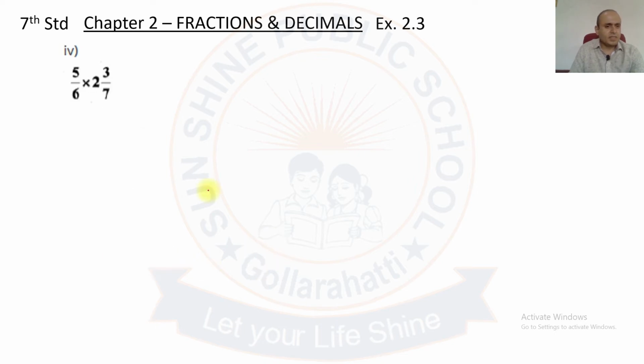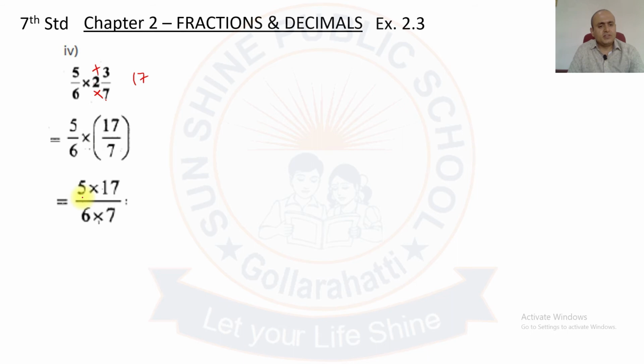Next question. 5 by 6 into 2 3 by 7. Now before multiplying these two numbers, let us convert this mixed fraction into an improper fraction. By multiplying, that is 2 7s is 14 plus 3, 17 by 7. So we get 17 by 7. Therefore 5 by 6 into 17 by 7. Now multiply these two, that is 5 into 17, denominator is 6 into 7. When you multiply we get 85 by 42.